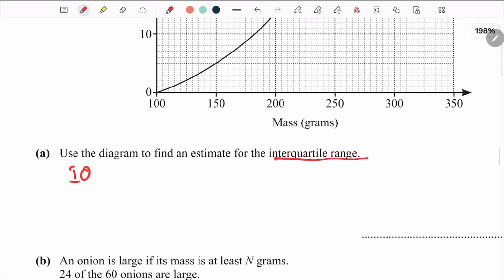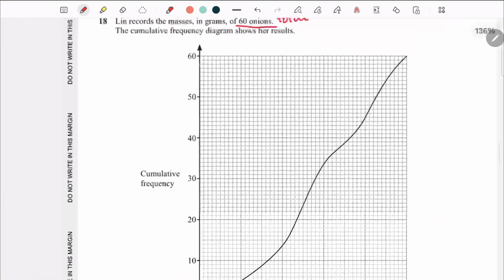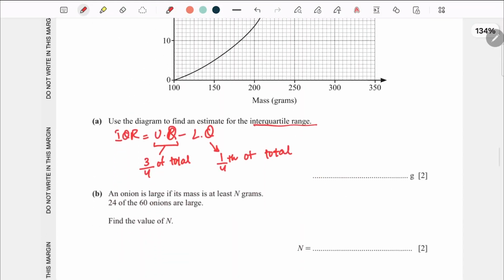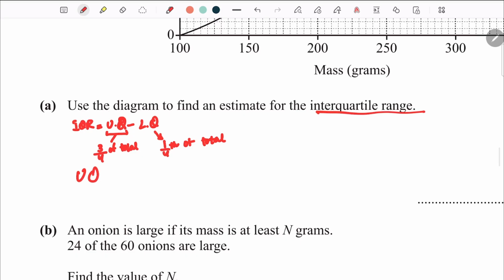Interquartile range is basically equal to upper quartile minus lower quartile. Upper quartile is 3/4 of the total and lower quartile is 1/4 of the total always. So total as given in the question is 60. So I'm going to find the cumulative frequency. Upper quartile, 3/4 multiplied by 60, and this is equal to 45th.